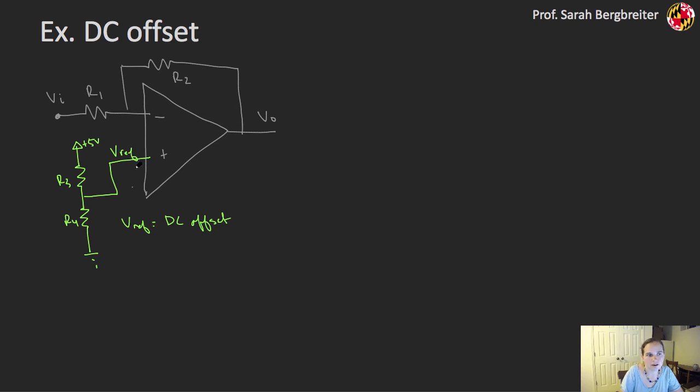So let's go through the analysis of this. I have a negative feedback configuration, which means that I'm also going to have Vref at this input. And so then I can do my KCL on that. So (Vi minus Vref) over R1 is going to equal (Vref minus Vout) over R2.